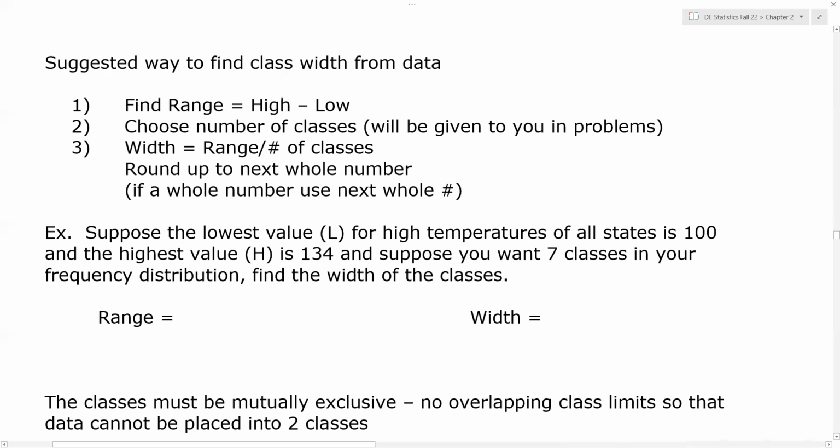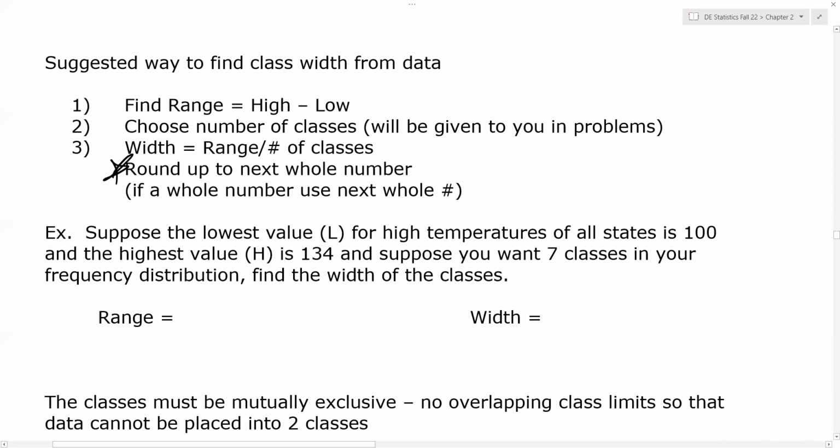Then in order to find your width, you take the range and you divide it by the number of classes that you're going to have. And then once you've done that, you round up to the next whole number. So if you've done your division and you get 2.1 as your class width, you round that up to 3. If you get 2.01, you round that up to 3. No matter what your number is when you do your division, round up to the next whole number.